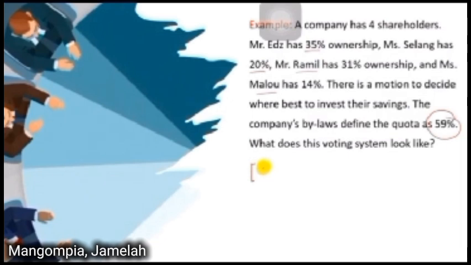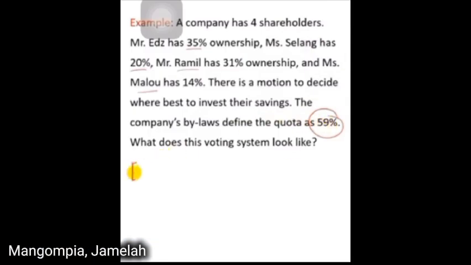Simple lang, gawa lang tayo ng open square brackets. Tapos, yung quota natin ay 59. So, pwede natin i-represent as 59 na lang para mas madali, without percent. Tapos, si Mr. Eads ay 35. Tapos, si Miss Silang ay 20. Tapos, si Miss Ramil ay 31. Tapos, si Miss Malo ay 14. So, ito yung notation natin ngayon dito. Ito yung first shareholder, ang weight niya ay 35, tapos yung second shareholder ay 20, then 31 and 14.